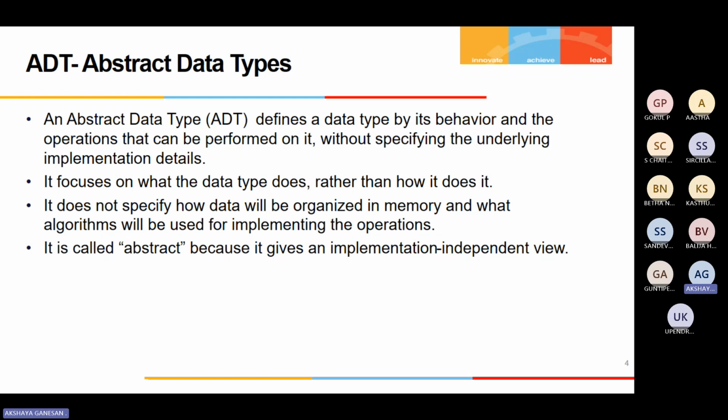So abstract data type is where a data type defines its behavior and the operations that can be performed without specifying the underlying implementation details. So in an array, I say I can traverse through the array. I can delete an element in that array. I say insert.